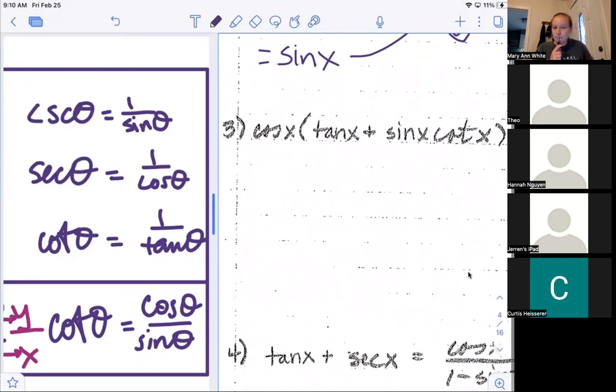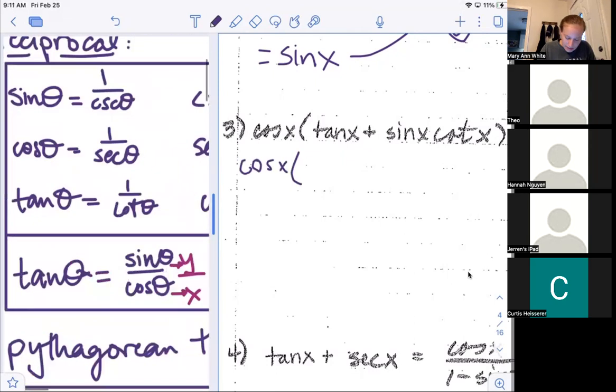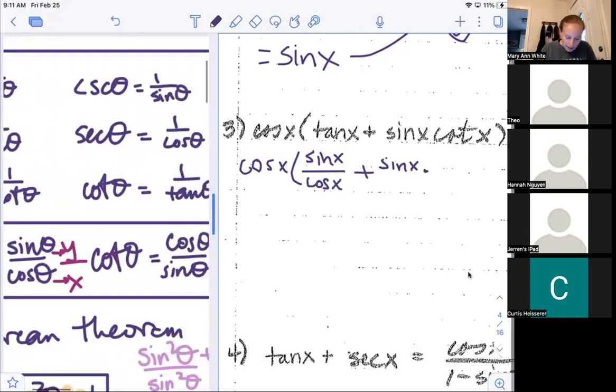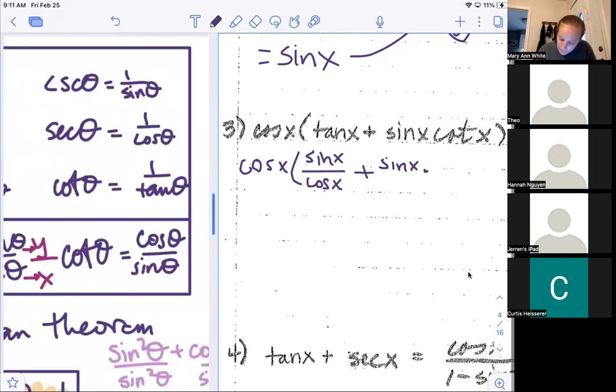Put it in terms of sine and cosine. Good. Put it in terms of sine and cosine. So my cosine is fine as it is. So I'm going to keep it as cosine. My tangent becomes sine over cosine. We just did that last problem. My sine is already in terms of sine and cosine, so it's good. And then cotangent becomes cosine over sine.